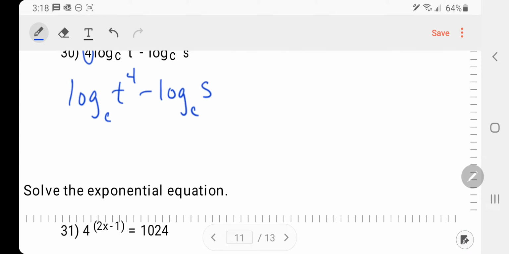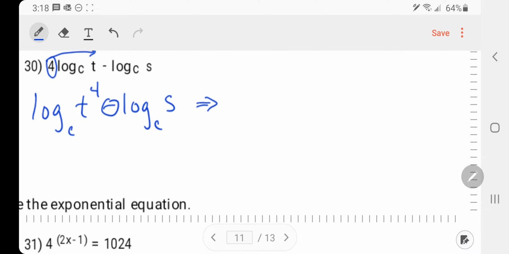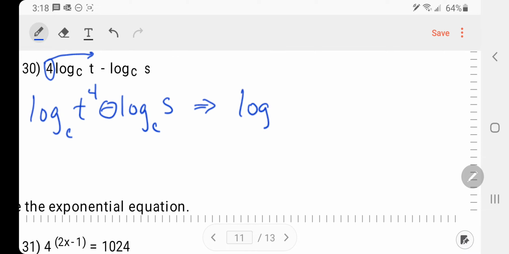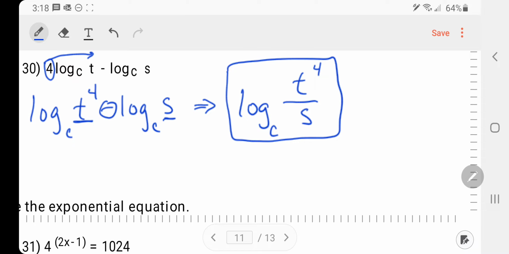And now that the logs do not have coefficients, we can notice subtraction is going to turn into a fraction. That's the quotient rule. So the two logs become 1. The t to the 4th is on top, and the s goes on bottom. Did you catch that? The quotient rule says subtraction turns into a fraction, and whoever comes first is on top, okay? And the second guy goes on the bottom, and that is done.